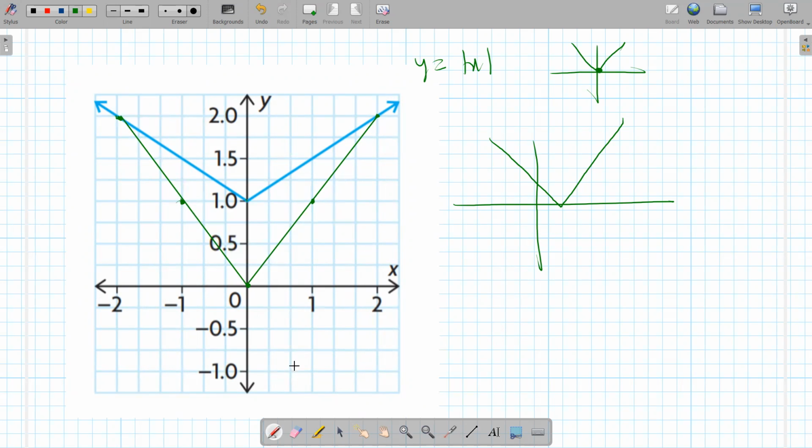Or it could have been stretched. No, it's not stretched. It goes up 1 for sure. Now, how much did it get stretched by? Looks like there's some sort of a stretch. Well, how do we find that?